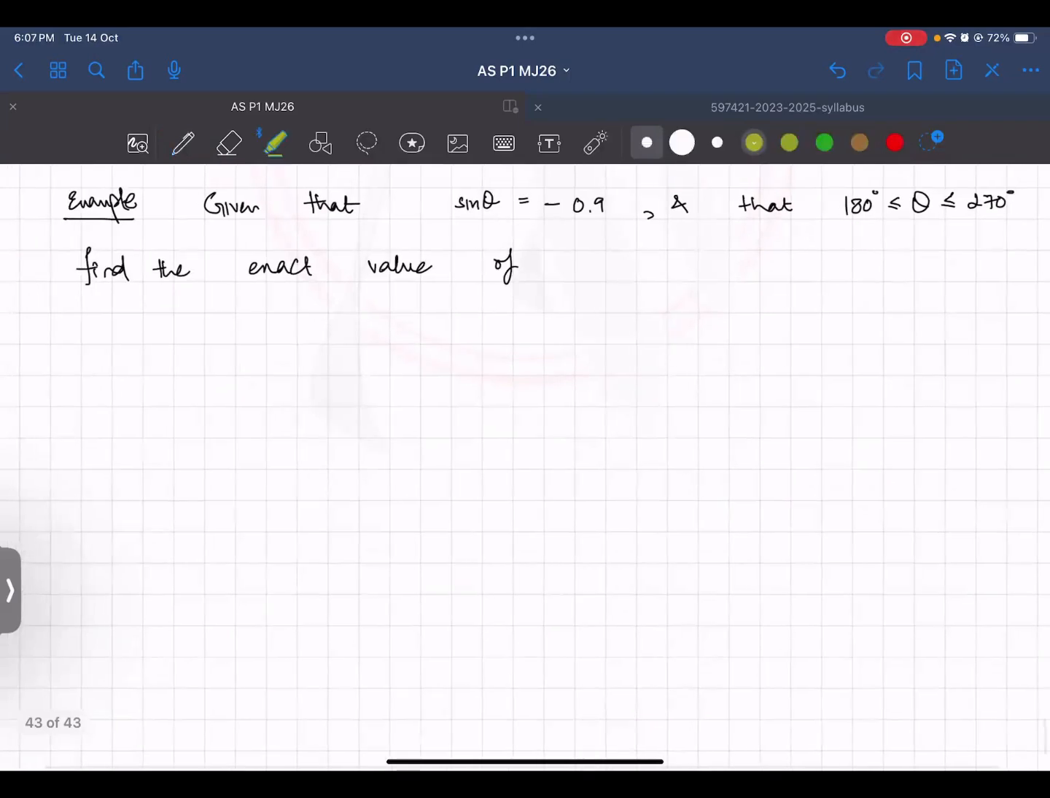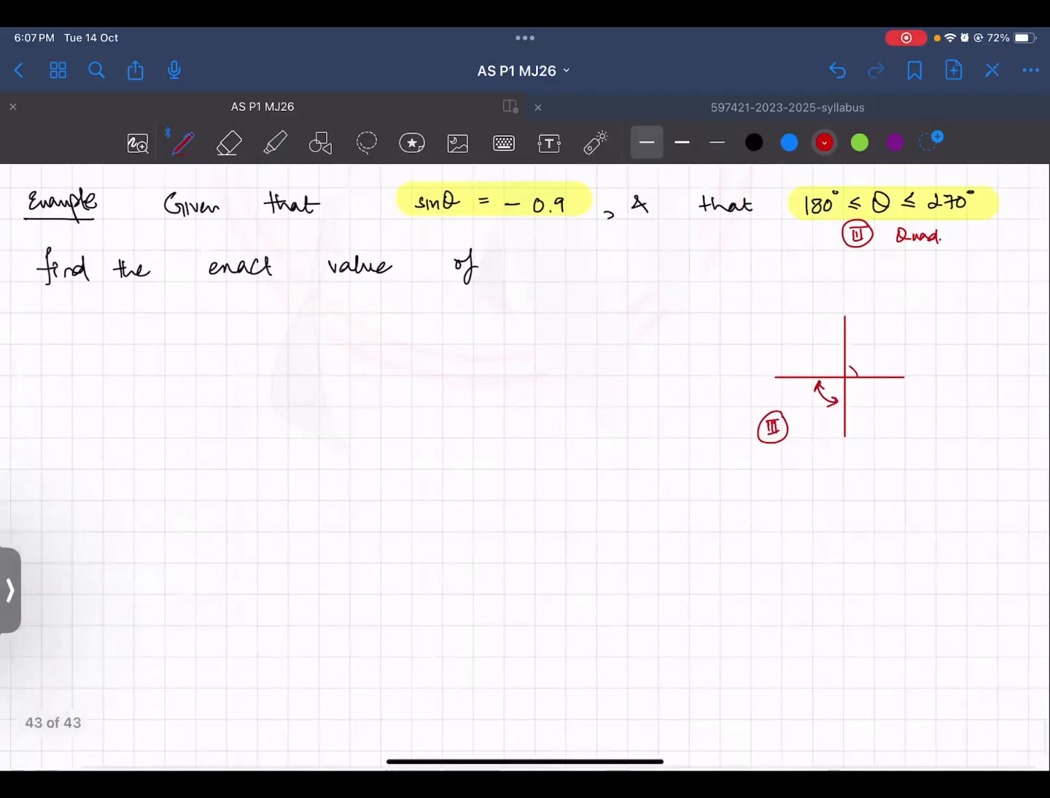Okay. So now look, in this one, you have the value of sine is negative, and theta is in the third quadrant, right? Between 180 and 270. So this is the third quadrant. This region is where your theta lies, somewhere.